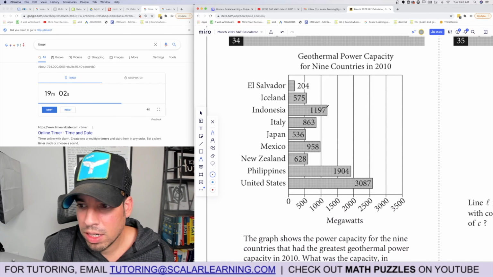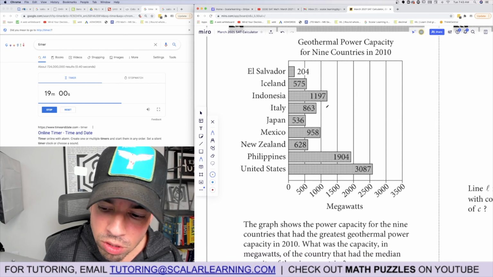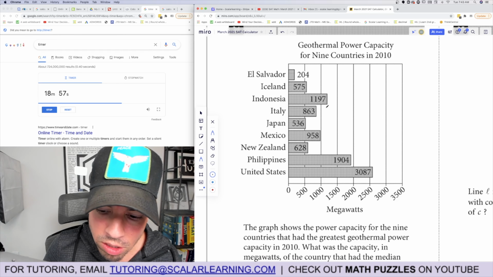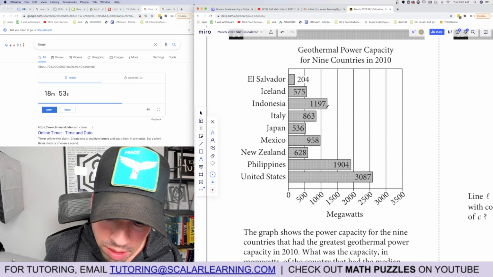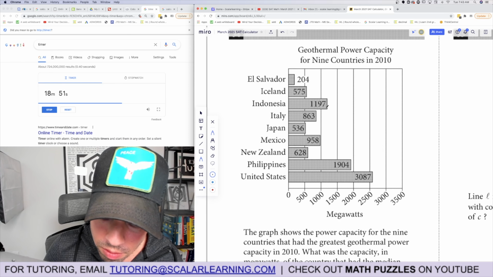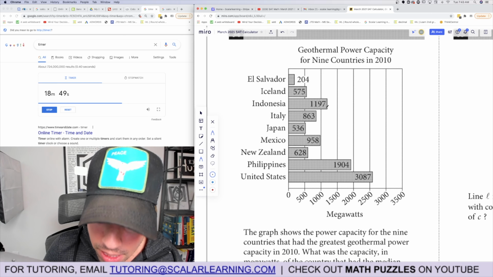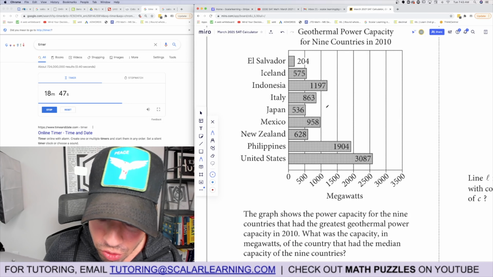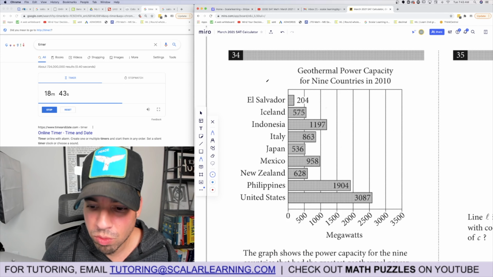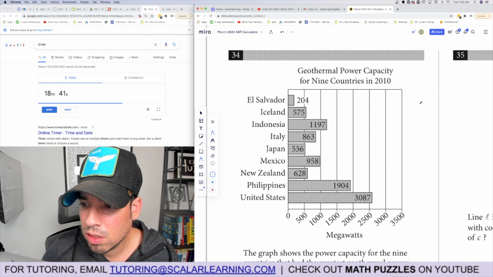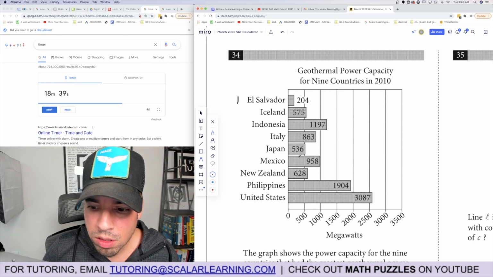Geothermal power capacity for 9 countries in 2010. The graph shows the power capacity for the 9 countries that had the greatest geothermal power capacity in 2010. What was the capacity in megawatts of the country with the median? Got it. Median. All right, so let's order these. I'm not going to rewrite the values.